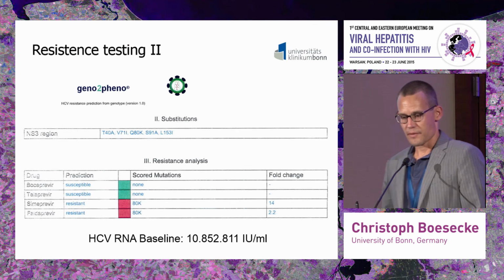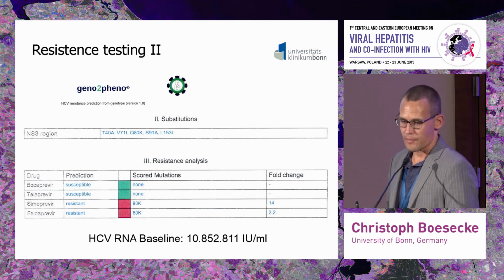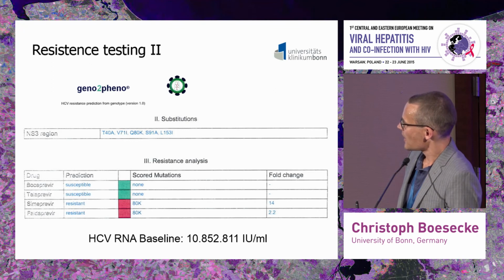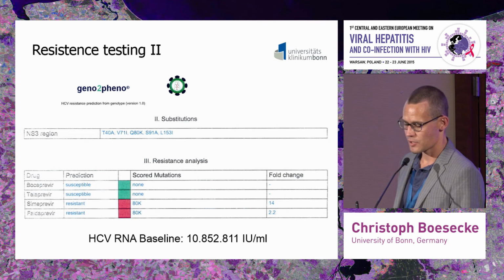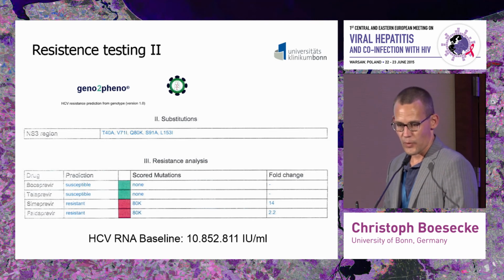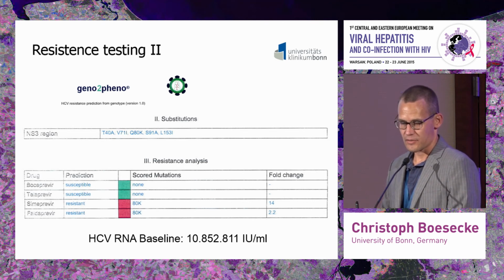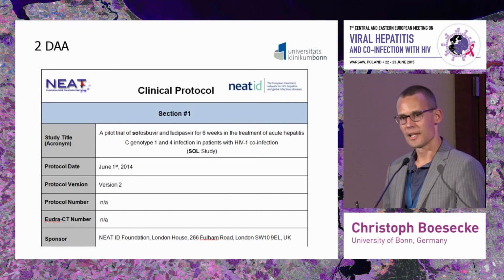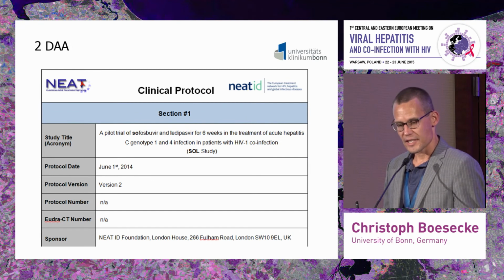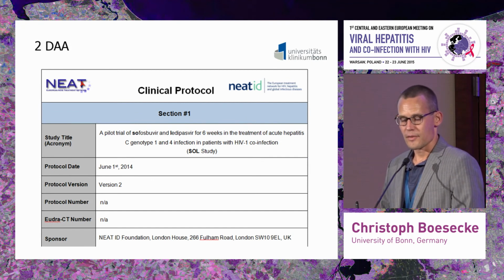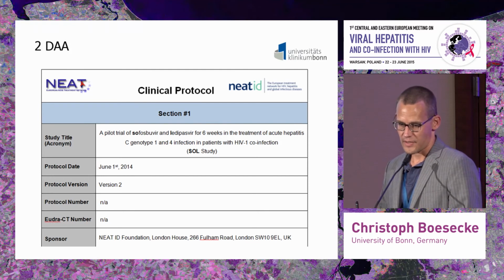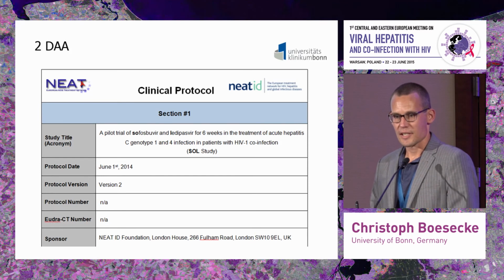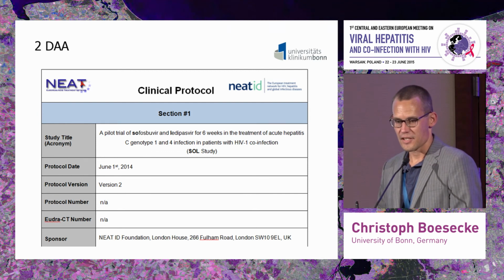We were lucky enough to find a sample of this patient at his baseline time point and did a resistance test again. And as you can see, the resistances we saw at week 4 weren't there at baseline, so these resistances really developed under the pressure of the drug. And that clearly tells you that in the acute setting, where the viral load is very, very high, the drugs might behave differently than we see in the chronic phase. So we really need clinical trials that assess these DAAs in the acute setting.